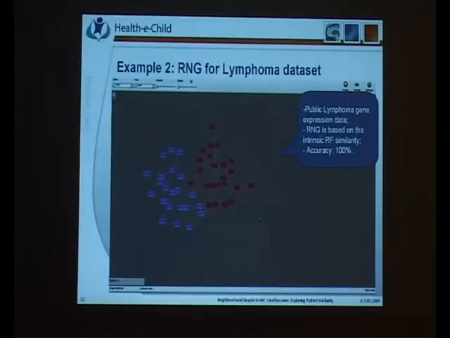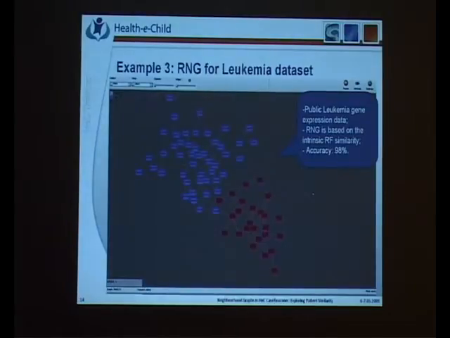This is another example, a relative neighborhood graph for a lymphoma gene expression data set. And here you can see that this data set can be perfectly classified into cancerous and non-cancerous cases. One more example, which is quite similar to the previous one. The only difference is that the accuracy here is a little bit less. It's 98%. It's a relative neighborhood graph for the leukemia data set. It's also a public gene expression data set.